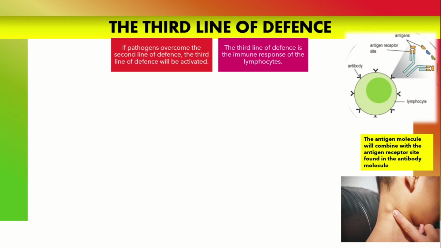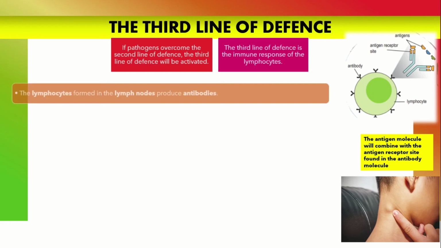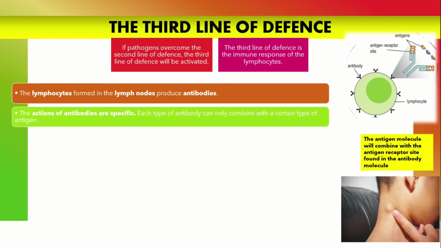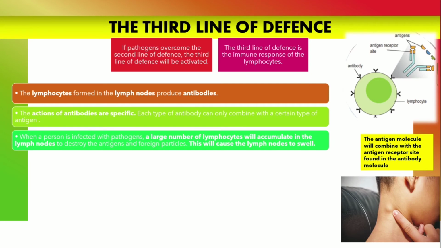If the pathogen has overcome the second line of body defense, the third line of defense will be activated. The third line of defense is the immune response of lymphocytes. The lymphocytes formed in the lymph nodes produce antibodies. The actions of antibodies are specific, so each type of antibody can only combine with a certain or specific antigen. When a person is infected with a pathogen, more lymphocytes will accumulate in the lymph nodes to destroy the antigen and foreign particles. This will cause the lymph nodes to swell.